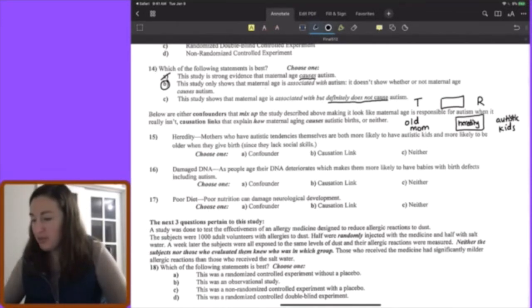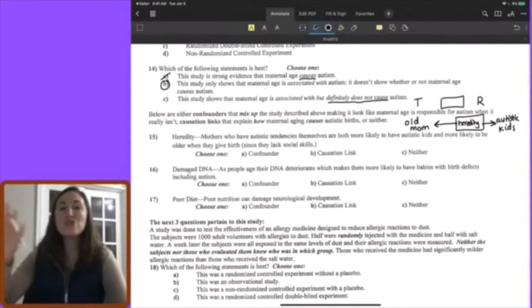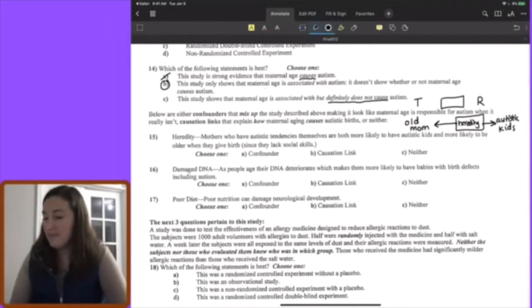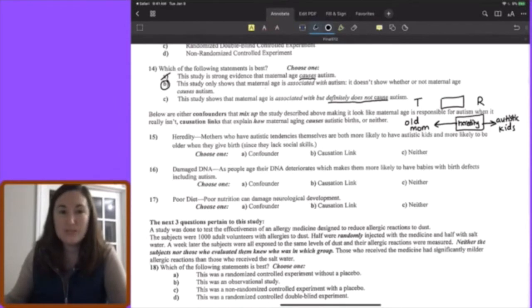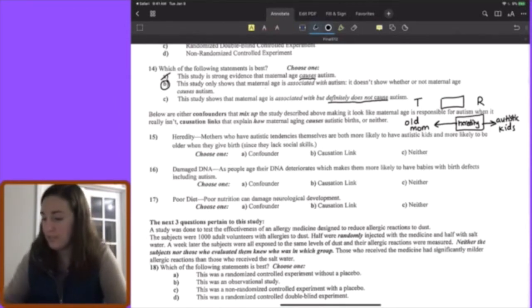And let's see, it says mothers who have autistic tendencies themselves, so their heredity, are both more likely to have autistic kids. So we're saying heredity can lead to autistic kids, and heredity also could influence you being an older mom. They're saying they're more likely to be older when they give birth. So this right here would be an example of a confounder. It's a third factor, your heredity, that could be causing the response and also is related to the treatment. So I'm going to go ahead and say this one is the confounder.